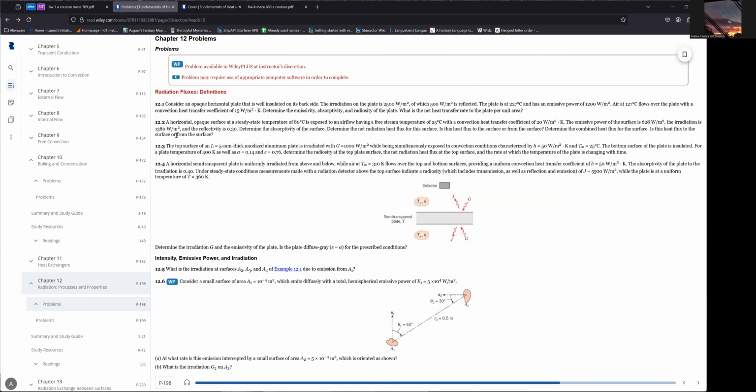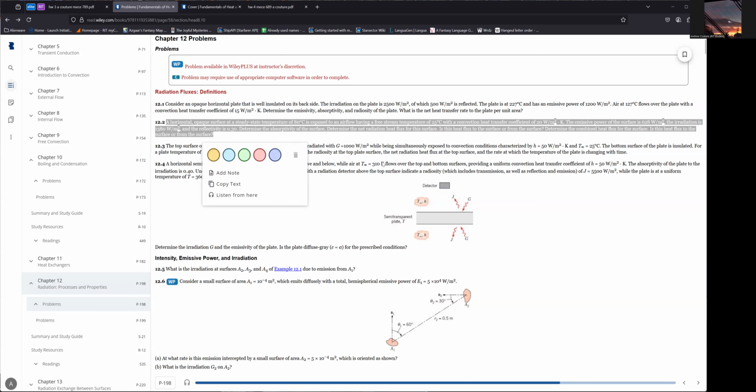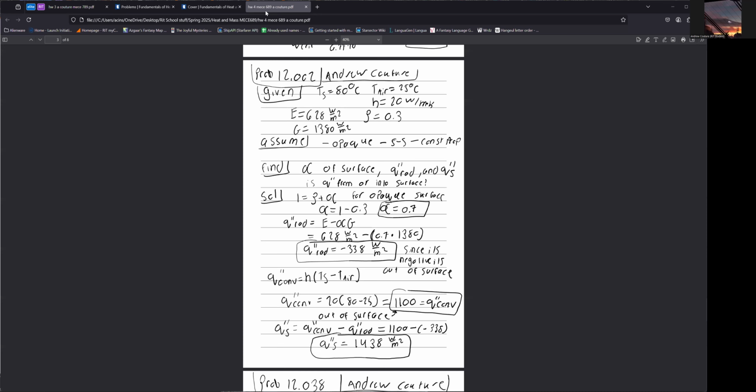You're asked to determine the absorptivity of the surface and the net radiation heat flux for the surface, and answer whether the heat flux is to or from the surface, and also the combined heat flux for the surface with convection included, and whether that is as well to or from the surface.